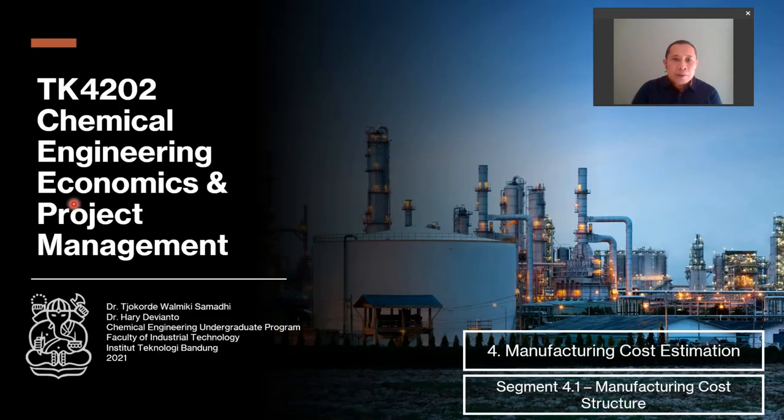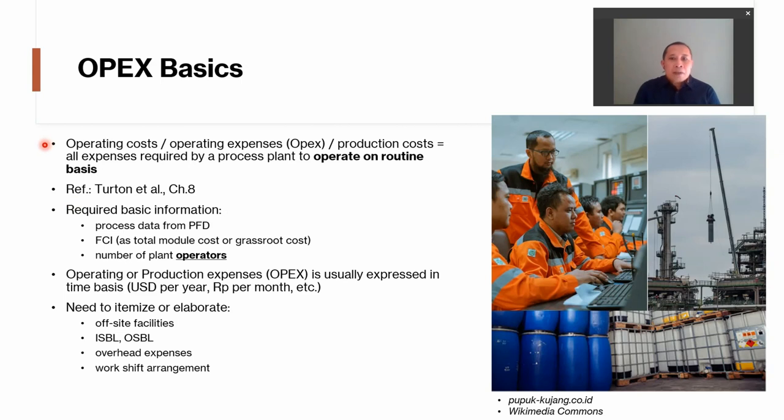Alright, so let's get to it. So some basic concepts in operating expense: the other name for manufacturing cost is operating cost. It's also called operating expenses, production cost, or manufacturing costs. They're all the same. Industry-wise, perhaps the most popular term for it is OPEX, an abbreviation of operating expenses. This would cover all expenses required by a process plant to operate on a routine basis. So it has nothing to do with the construction and development of a plant project. A reference for this material is Thornton's book, Chapter 8.